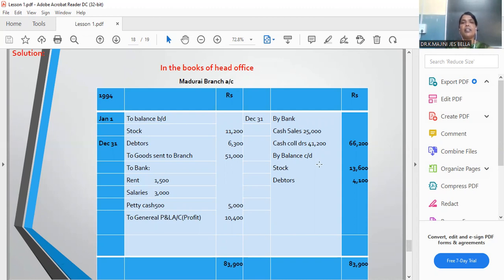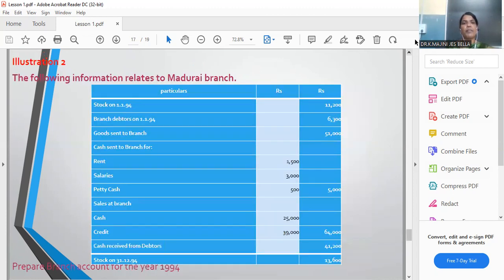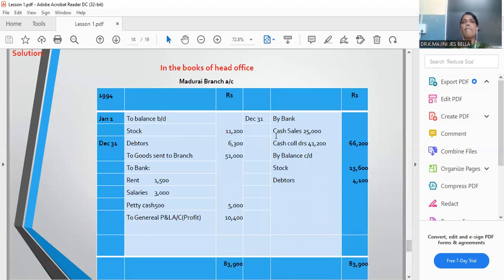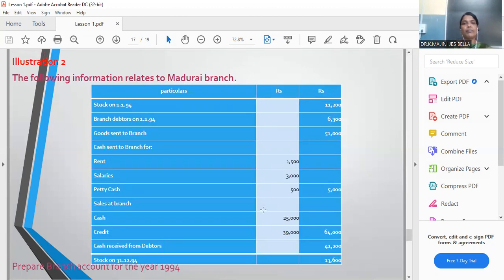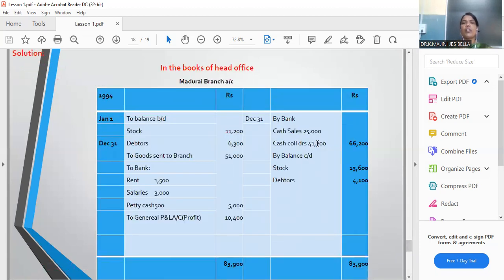Then you come to the credit side. On December 31st, what are the items there? By bank. Cash sales are there and collection from debtors are there. Cash sales, how much? 25,000. We can write here by cash sales, 25,000. Then collection from debtors. How much cash are they collecting? 41,200, right? See here, cash received from debtors, 41,200. You can write here 41,200.